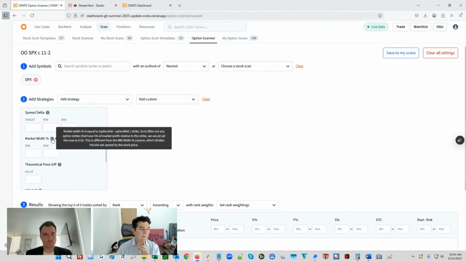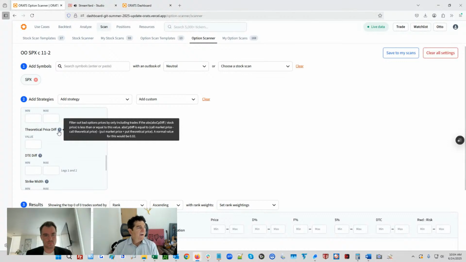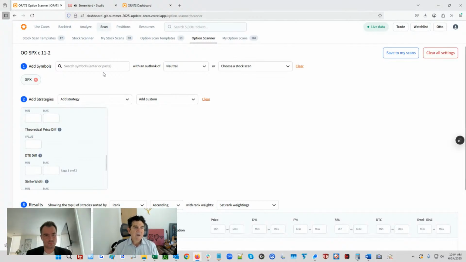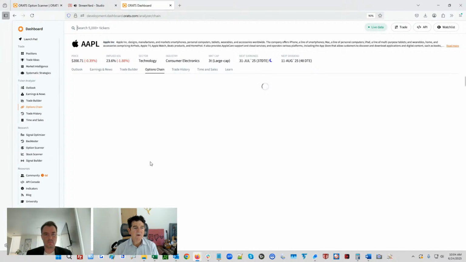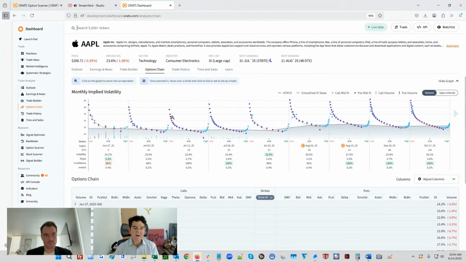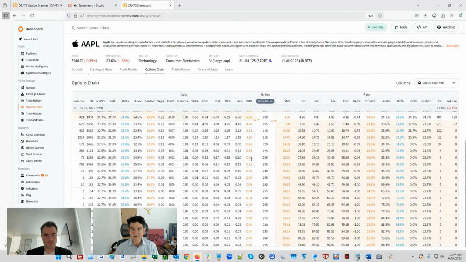And you could also set how wide the market is. This is an important one where you probably don't want to trade it in things like over 1% or 2% or something. And then there's also a theoretical price difference. As many of you know, our theoretical price is calculated off of a skew. So I'll just look at what that is real quick. One of the big things that we do at ORATS is we create this orange line, which is a theoretical price. And you can see what the theoretical price is versus your options, and it's often very close.